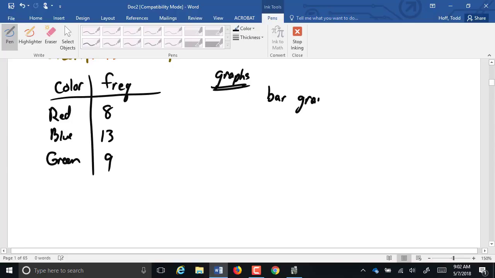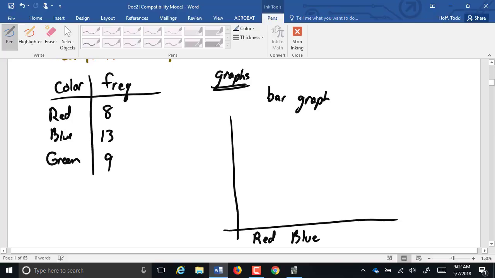One of the graphs we're going to look at is called a bar graph. Now, a bar graph can be done one of 2 ways. Either you have the categories across the bottom and numbers up the side, or you have the categories on the side and numbers across the bottom. In statistics, we usually prefer to have the categories on the bottom. So we got red, blue, and green. Then up the side, we have to make sure we get numbered up to at least the largest number. So that's 13.